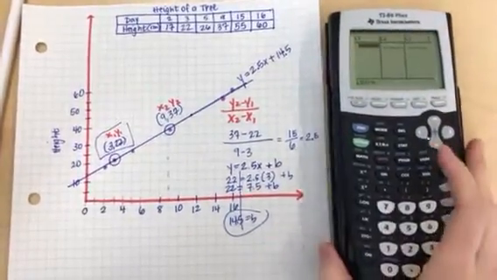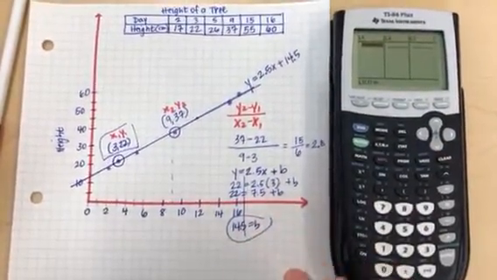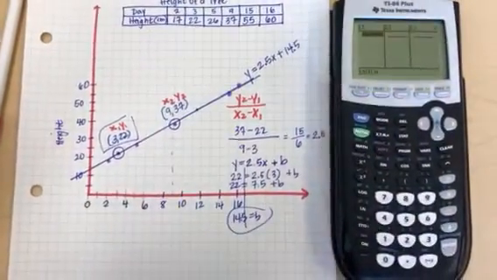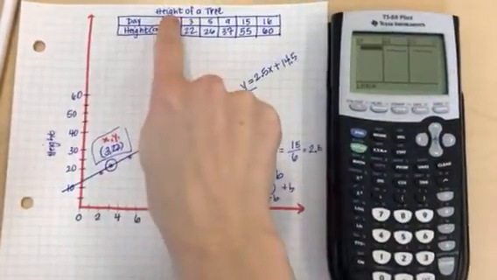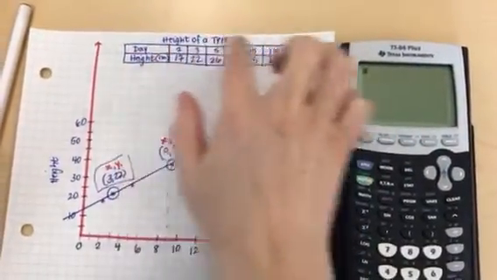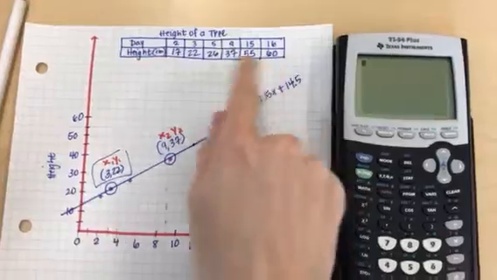Okay, so this video is going to show you how to find the line of best fit using your graphing calculator and obviously to graph the data as well. So the first thing I'm going to do is input my list 1, which is the day, and then I'm also going to input the height list as well.